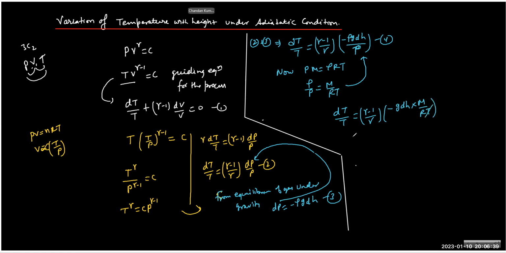And this T gets cancelled. Now this is really nice. So dT is how much, guys? Minus mg, gamma minus 1 by gamma into dH, right? And now it is totally integrable, because everything else is constant. So when height is 0, let's call temperature T naught. When height is h, temperature is T. So T minus T naught is how much, guys? Minus mg.